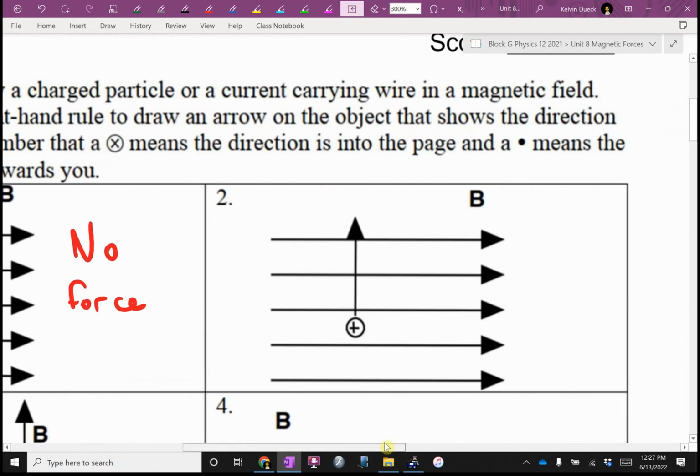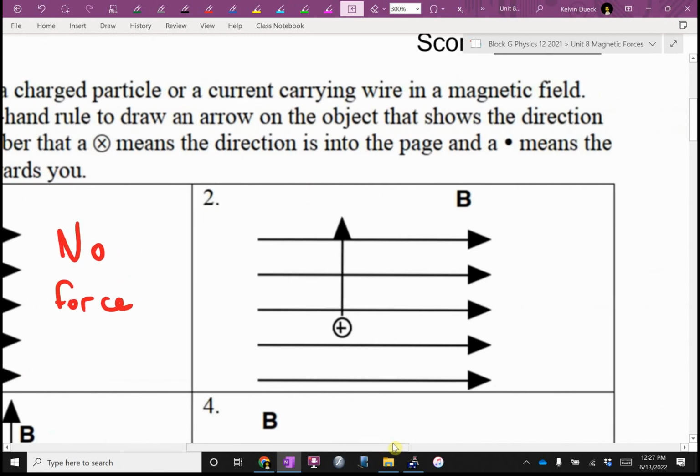Number two, Zach, which way is the positive charge moving? So everybody point your thumb upwards. But stop doing this. You should have your hand like this right away, okay? When you're curling your fingers, that's for the solenoid or the single wire, not for a moving charge.